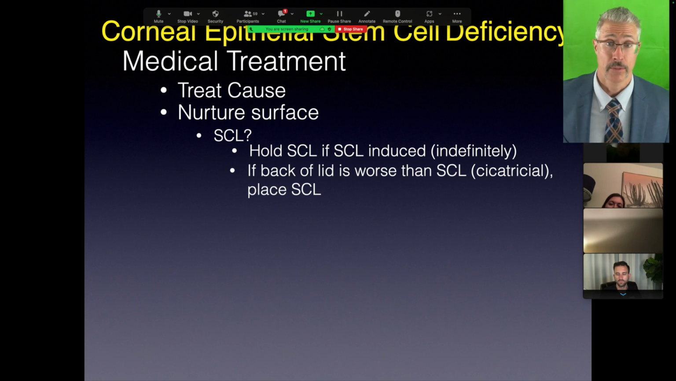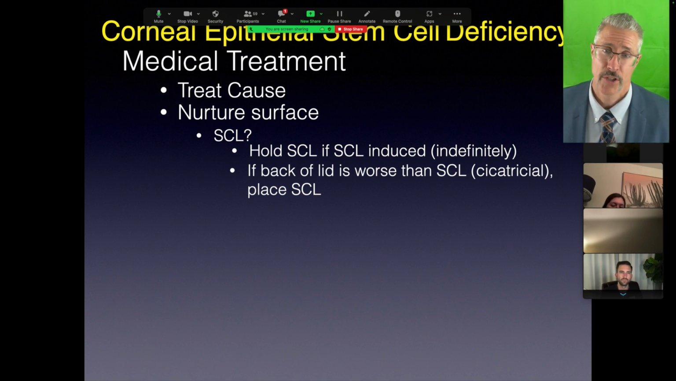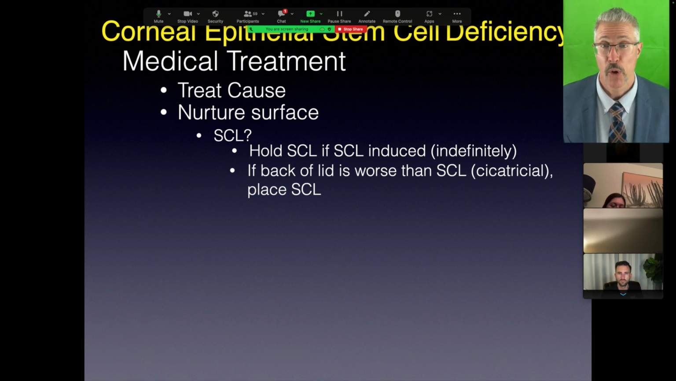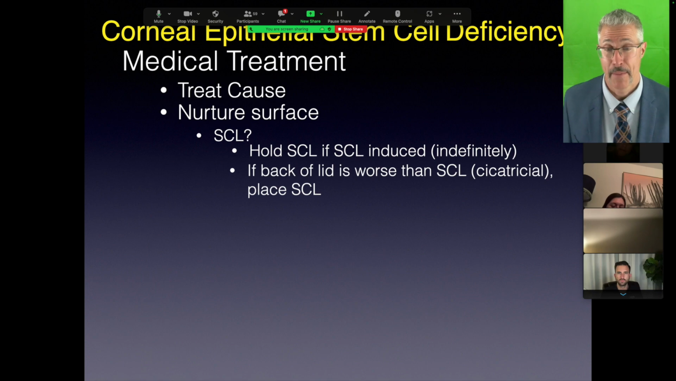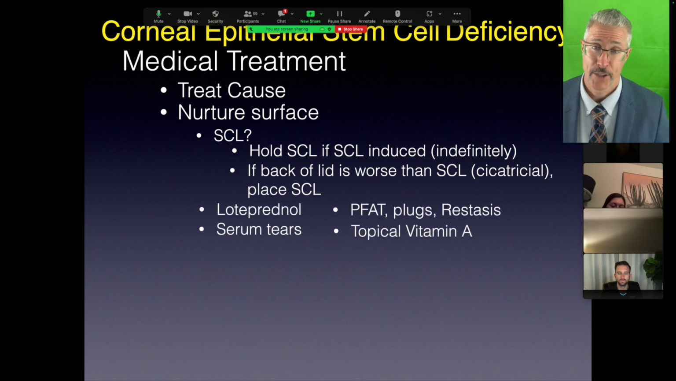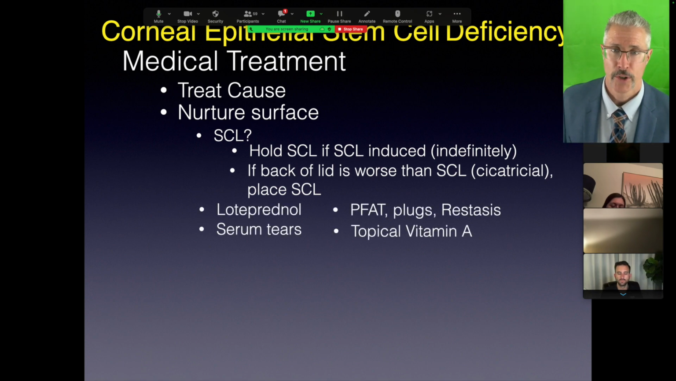Here you got to be careful because if they are early stages of stem cell deficiency and they're just showing it at 12 o'clock, a contact lens is going to push them over the edge. So you actually have to withhold the contact. You might be treating some funky surface with a contact, but it's not going to get better or start getting better until you withhold the contact. And it might recover and it might not. So that's tricky. We do all the other nurturing things.